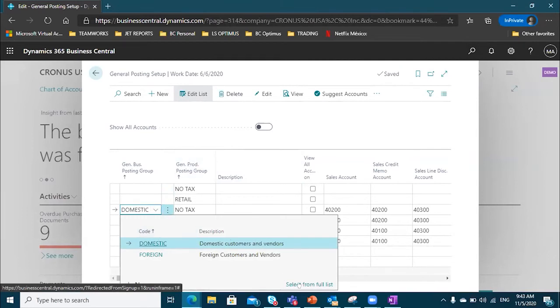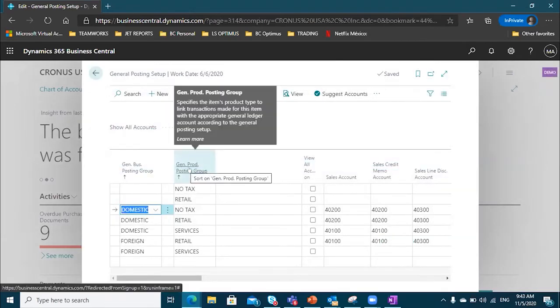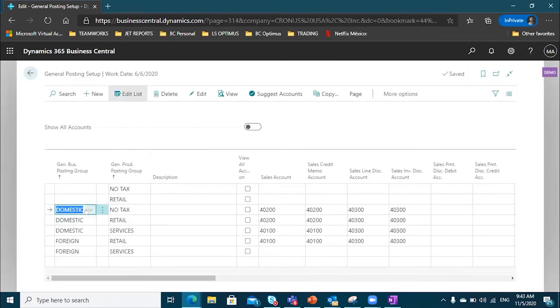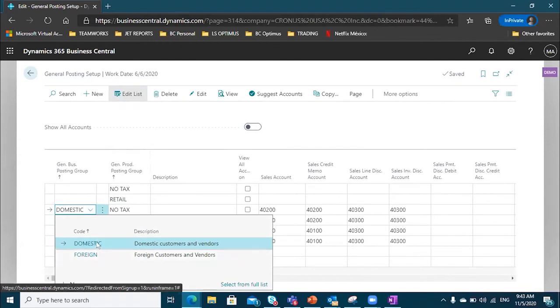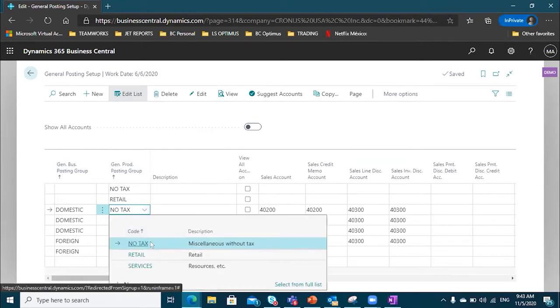Here, if I just select from, I could just create the general business posting group, okay? And we have the second concept, the general product posting group. This is for the general posting setup. Remember, this is the most complex, okay? And here you can see that once we generate the combination, for instance, only we have domestic and foreign. So we expect to have all the combination with the domestic type, with the different type of general product posting group. That would be meaning that I have no tax, retail, and services type of items.